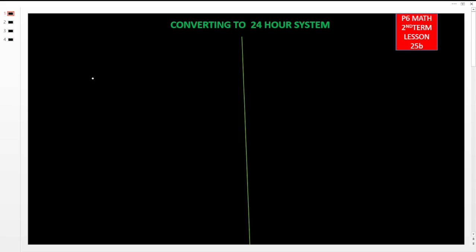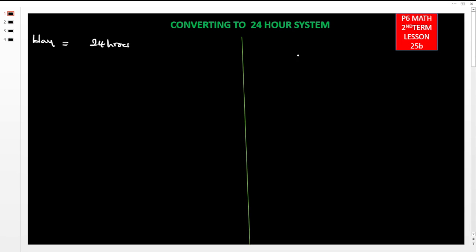Now in this lesson we are going to learn how to convert a time from the 12-hour to the 24-hour clock system. Remember we said one day takes 24 hours, meaning that when we are counting, we are going to take a full day. How many hours make a day? But when we are reading or taking measurements of time, we normally use a clock face.